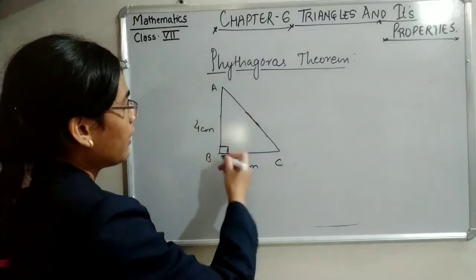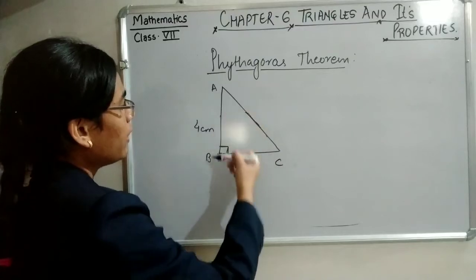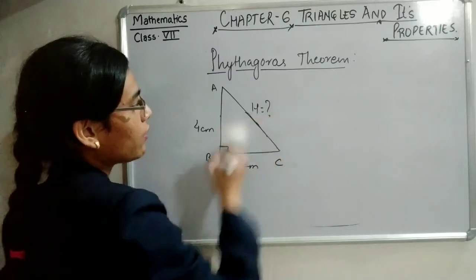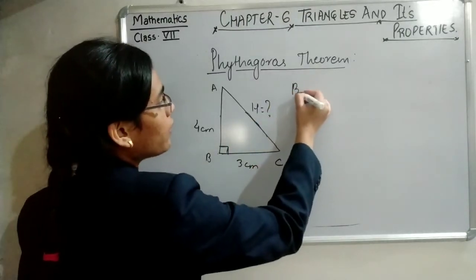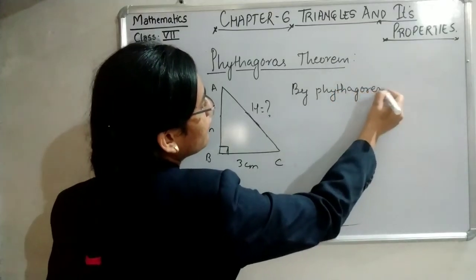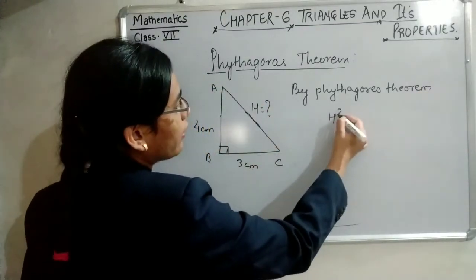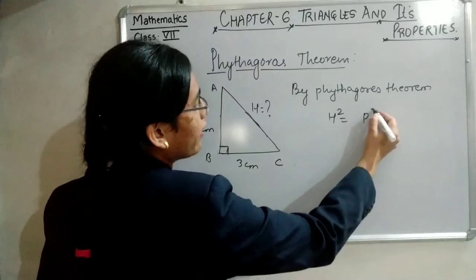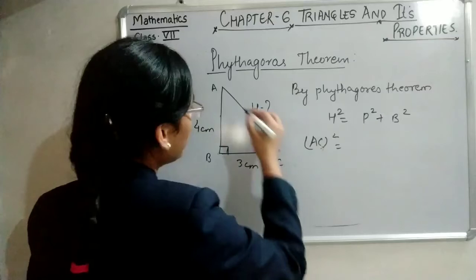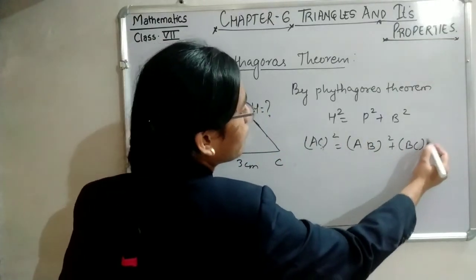Suppose we are given a triangle ABC right angled at B, and we have been given the perpendicular AB as 4 cm and the base BC as 3 cm. We have to find out the hypotenuse of this triangle. We know by Pythagoras theorem this hypotenuse square is equal to perpendicular square plus base square. That is AC square will be equal to AB square plus BC square.